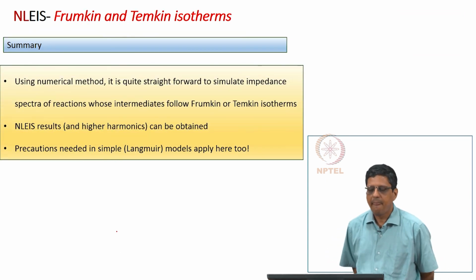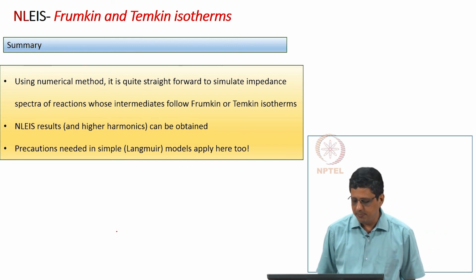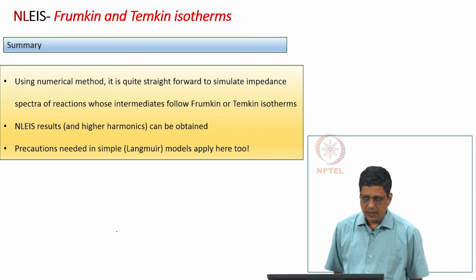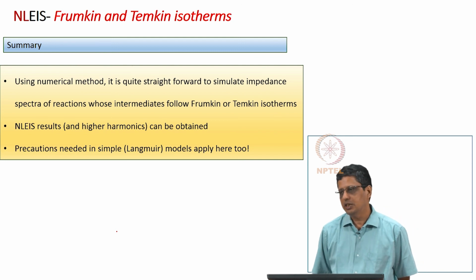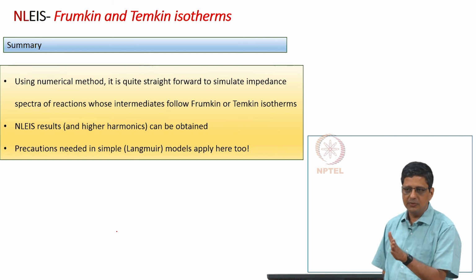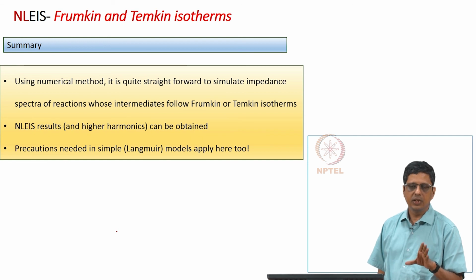So, in summary, using numerical method, it is quite straightforward to get the steady state values to simulate the impedance spectrum for reactions where the intermediates do not necessarily follow Langmuir adsorption isotherm. And although I have shown only the impedance results here, it is pretty straightforward to extract the second, third, nth harmonic from this. And whatever precautions we took in terms of waiting for certain time to get steady periodic results, we have to take the same precautions here also. Otherwise, what we get is in the unstable region.